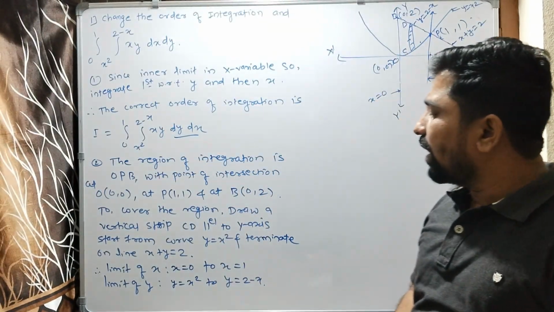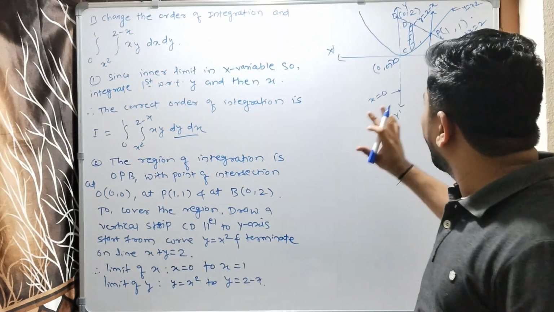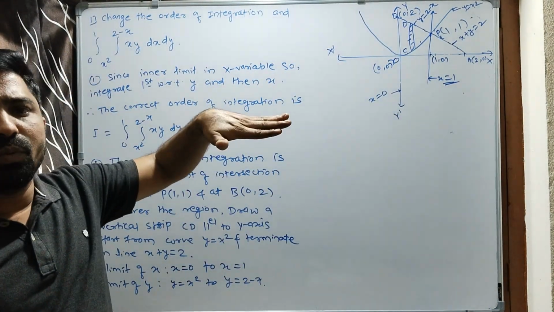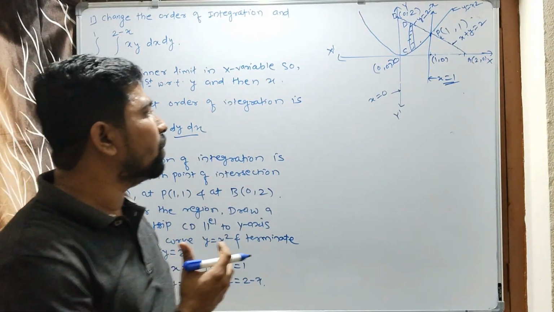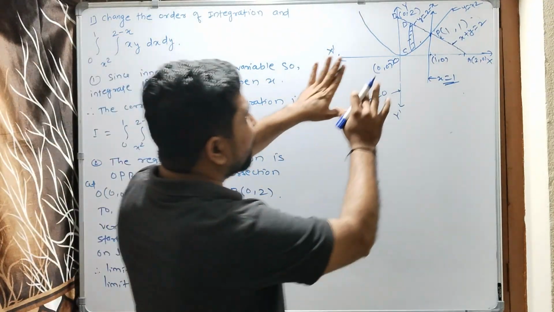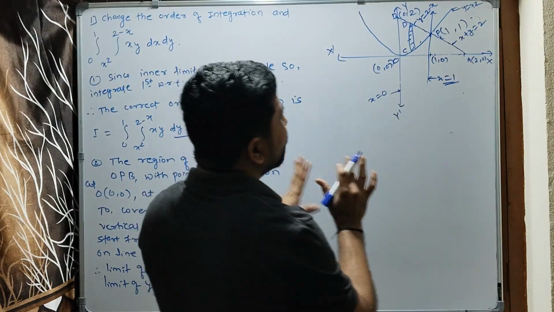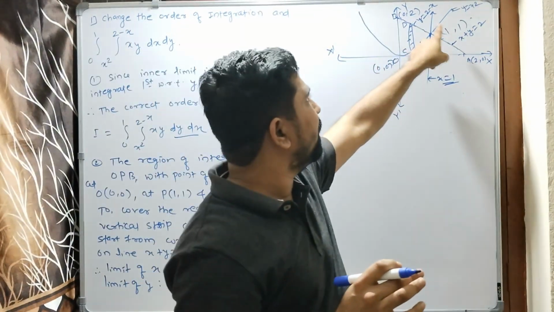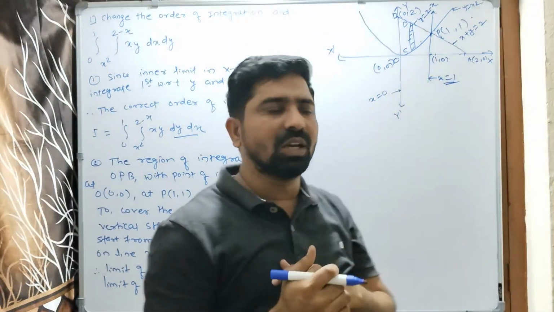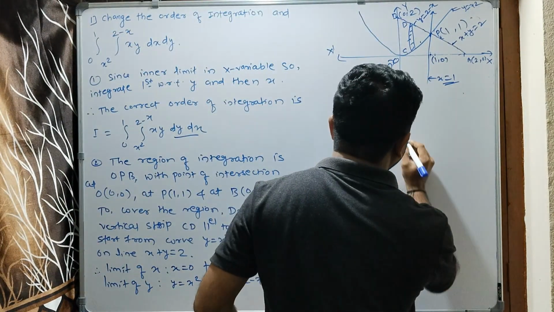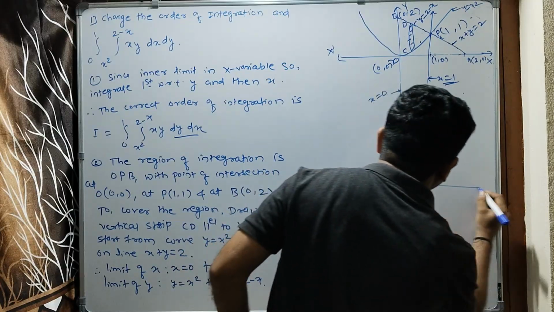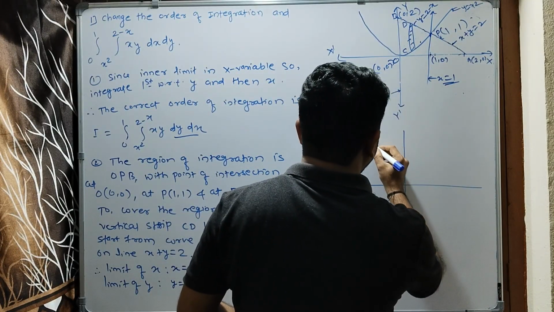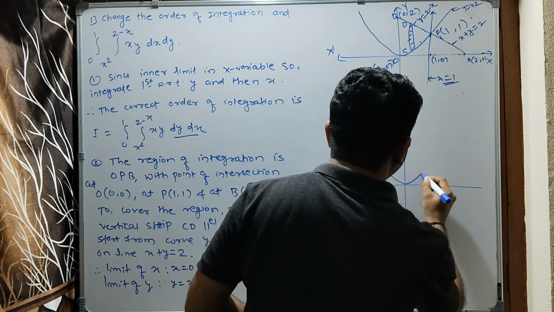While changing this order, I need to change the limits also. So here I want to cover this whole region with the help of a horizontal strip which is parallel to the x-axis. How to cover it is the following. Now I will draw the same graph. Instead of this vertical strip, I want to cover the same region OPB with the help of a horizontal strip. Just observe one thing. I need this place to draw the graph. This is the parabola, let's say the graph of y equal to x square.